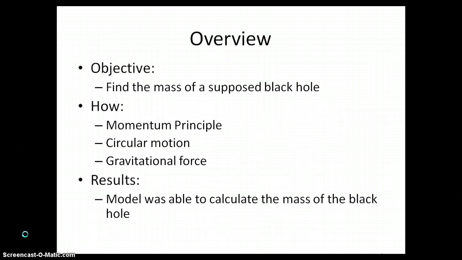The objective of this lab was to calculate the mass of a black hole around which a star orbits. The position of the star was tracked over a set period of time and then inputted into VPython to model its motion. The data was also used to calculate the net force on the star, and this net force, which was the gravitational force of the black hole on the star, was then used to solve for the mass of the black hole. And after all this was done, the program was able to calculate the mass of the black hole.